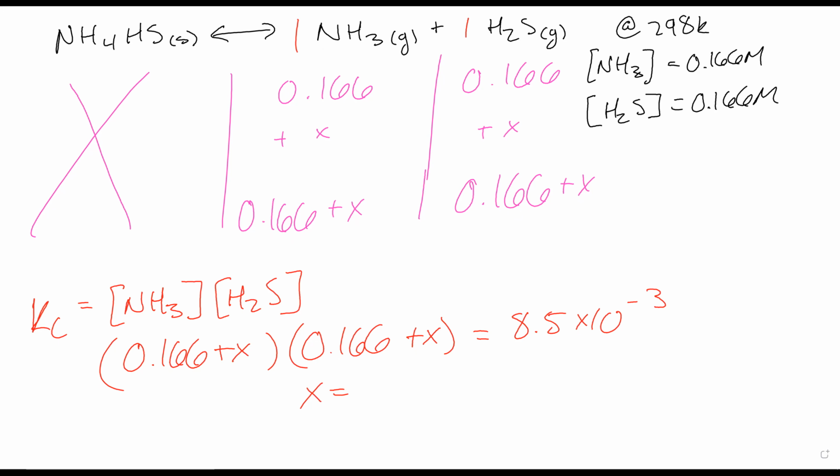So I had 0.166 plus X times 0.166 plus X, and they're equal to 8.5 times 10 to the negative third. Solving for X, I get, oh boy, two negative numbers. Oh boy, this is not great. Hang on. I think I plugged in something wrong.